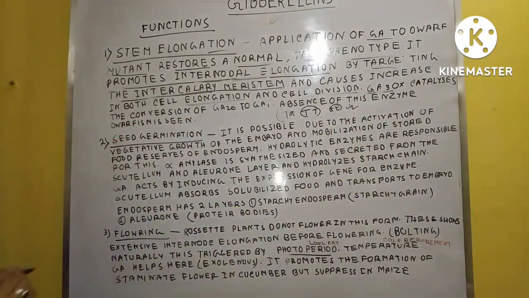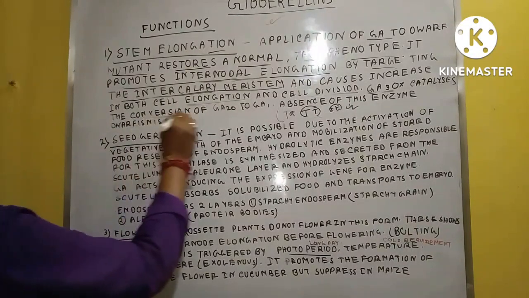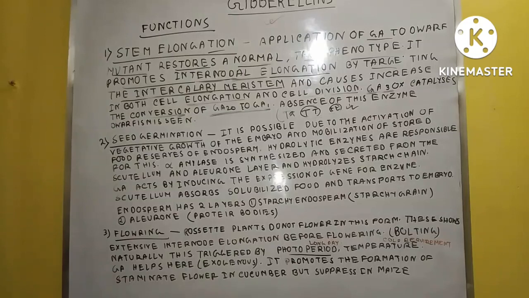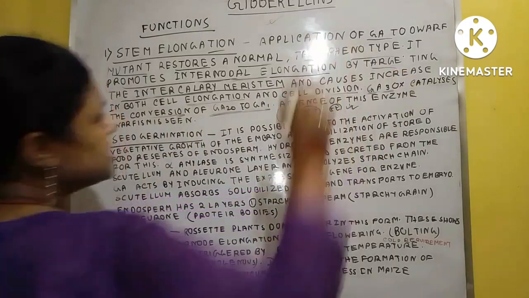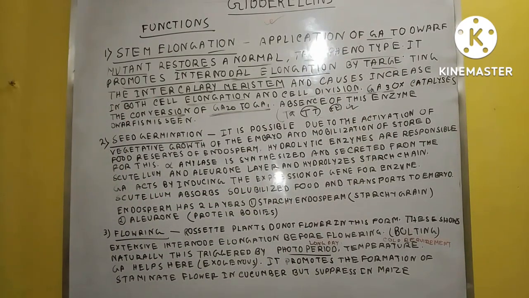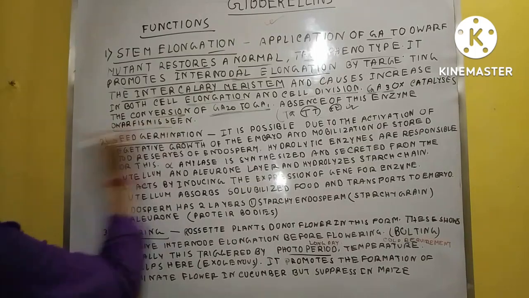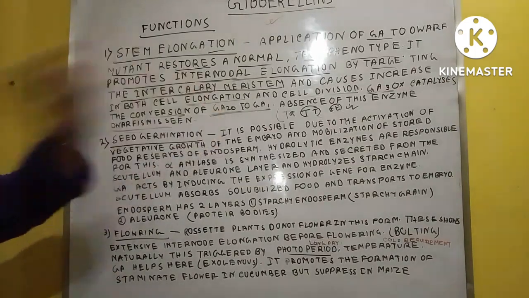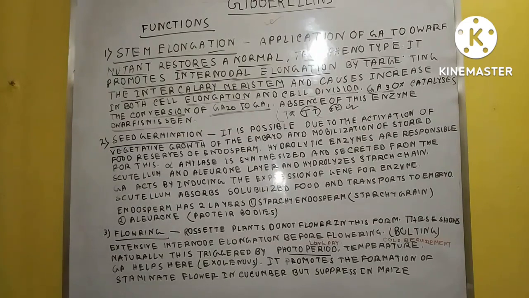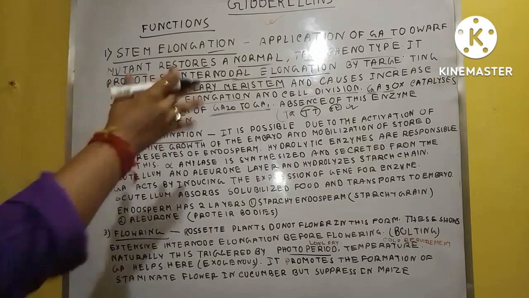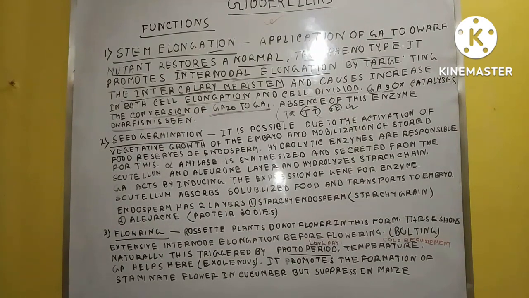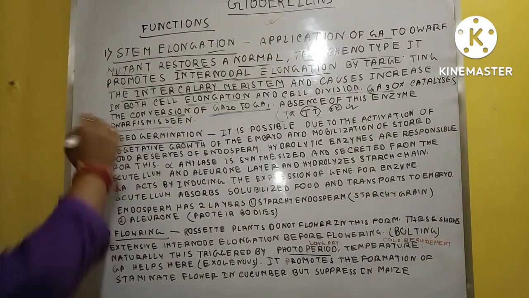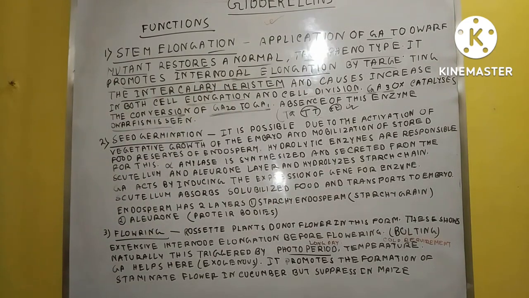This enzyme is very important; it catalyzes the conversion of GA20 to GA1. If GA3 oxidase is absent in the plant body, dwarfism is seen, because GA20 is the precursor of GA1 and the conversion is only possible if the GA3 oxidase enzyme is present. So if GA3 oxidase is absent, the gibberellin cannot activate the cell division process in the intercalary meristem. Okay, so this is the stem elongation.